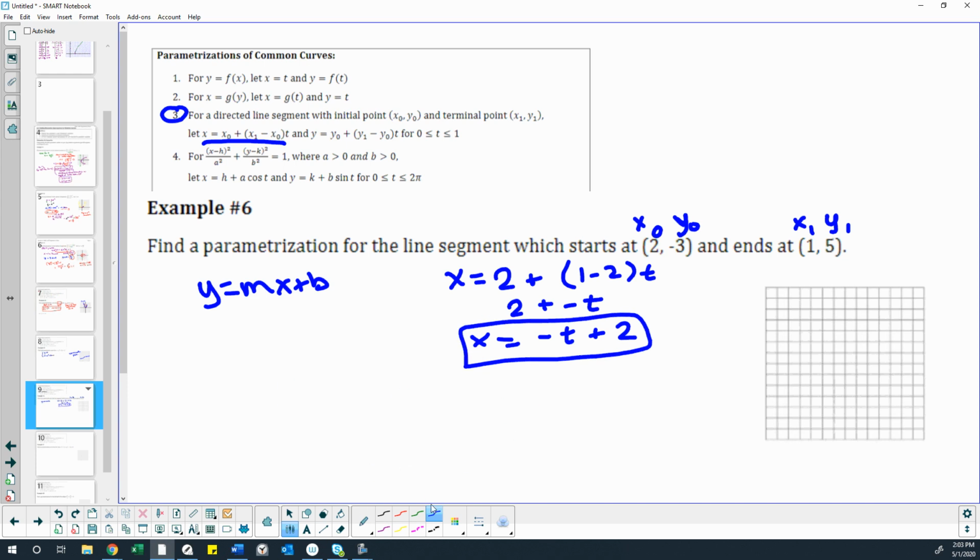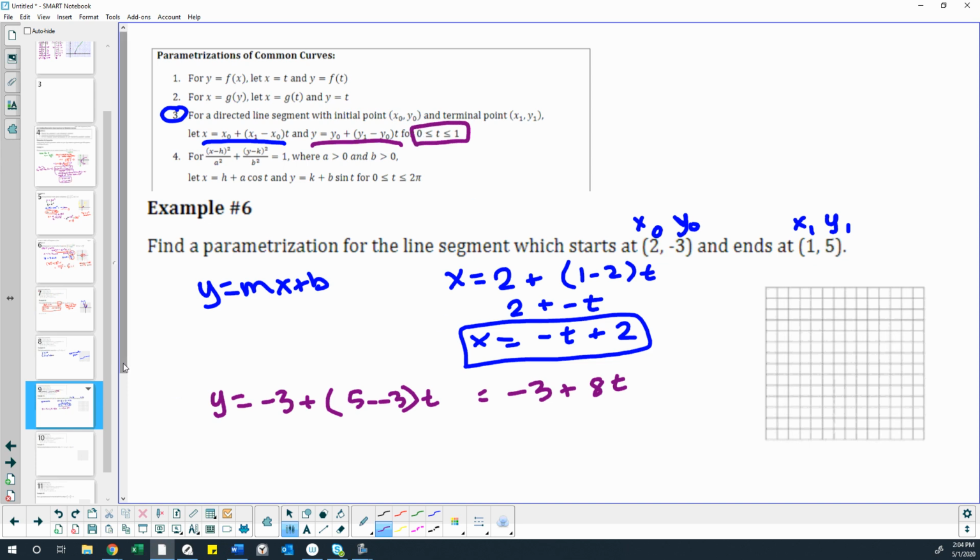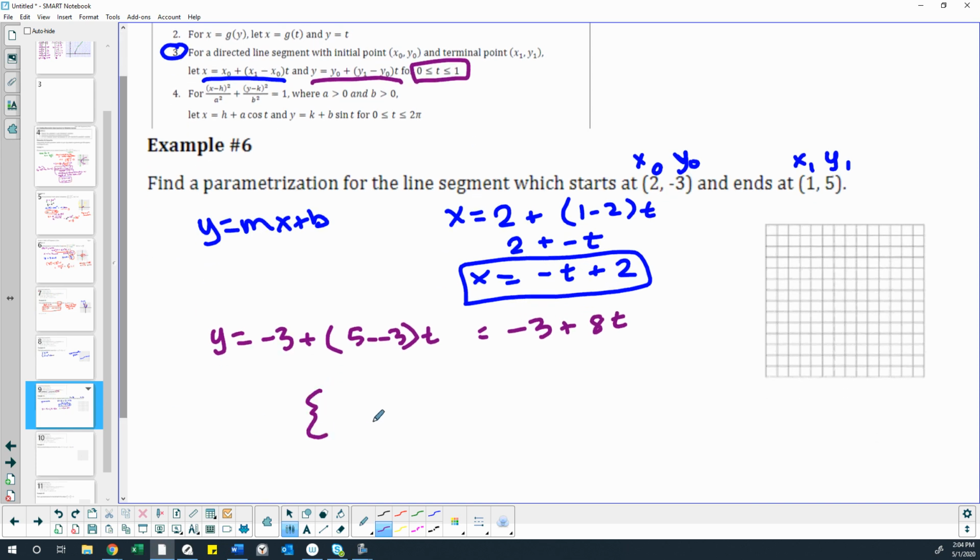All right, so now let's go ahead and do y. So y would be this part here. So y naught is negative 3. And we're going to go 5 minus negative 3. Don't forget your double negatives there. So that gives us negative 3 plus 8t. So there's our y parametric equation. And it already says that this is just automatically going to be t from 0 to 1, which is interesting. So here's our final answer.